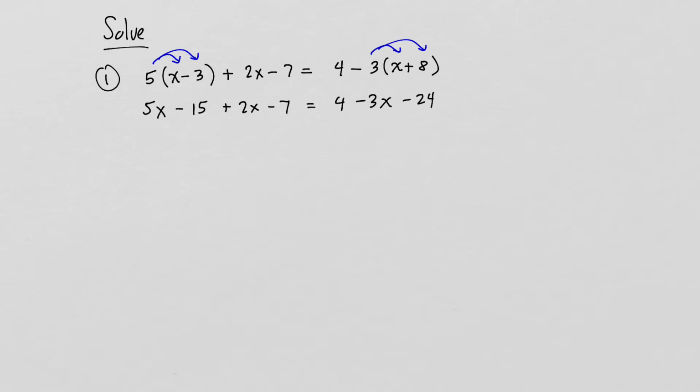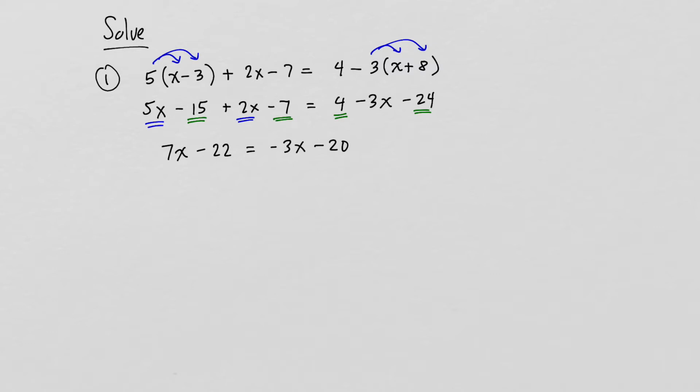In our next step, we're going to combine like terms. So on the left-hand side, we have 5x plus 2x. Those combine together to give us 7x. We also have negative 15 and negative 7, which give us negative 22. And on the right-hand side, we have positive 4 minus 24, which is negative 20. And so that gives us negative 3x minus 20.